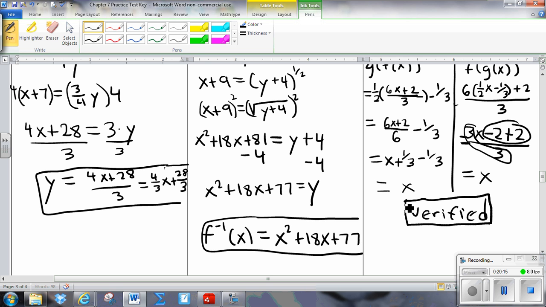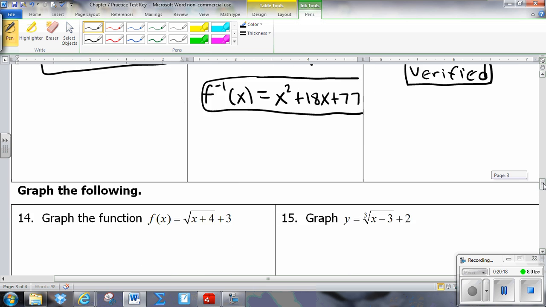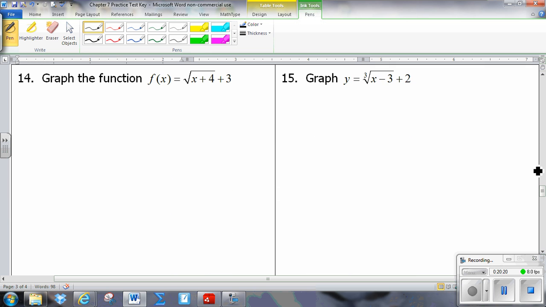Verified. All right, there you go. Okay, I think we're nearing the end here. Okay, so graph these two functions.